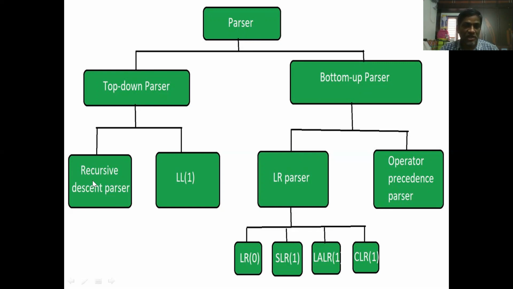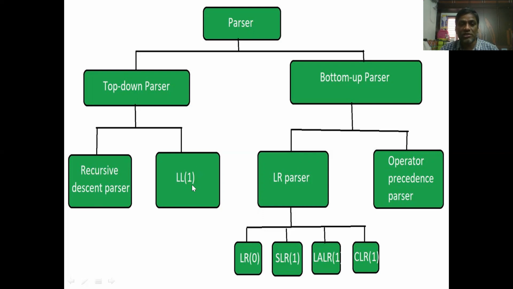The other name for recursive descent parser is recursive descent parser with backtracking, or backtracking parser. It is better to remember that backtracking parser, or sometimes this is also called brute force parser. And this LL of 1 parser has other names as well. Recursive descent parser without backtracking. Remember that name: recursive descent parser without backtracking.